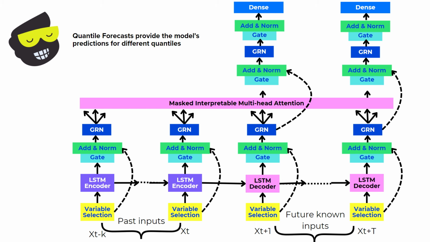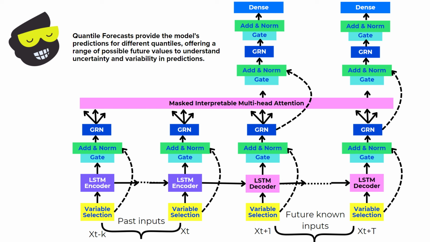The quantile forecasts represent the model's predictions for different quantiles, providing a range of possible future values. This is especially useful for understanding the uncertainty and variability in the predictions. By generating forecasts for multiple quantiles, the TFT model can offer a more comprehensive view of future outcomes, helping to make more informed decisions based on our predicted range of values.